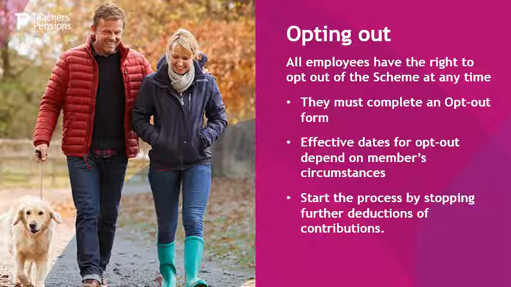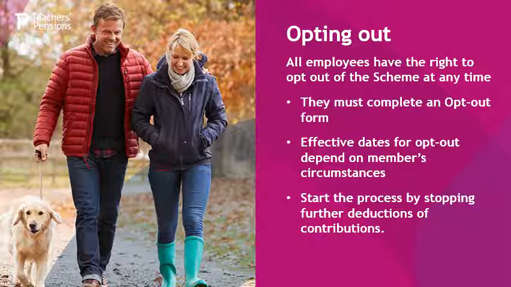The first is through their My Pension Online account, and the second is by downloading a paper form from our website. The effective date for the opt-out depends on when you received the opt-out form. If you receive an opt-out form within 3 months of the member being either contractually or automatically enrolled, then the effective date of the opt-out is the date they were enrolled into the scheme.